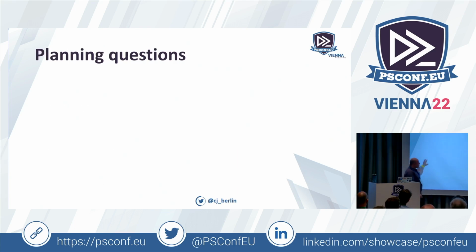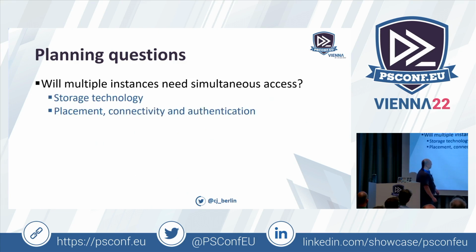So the questions that help with planning are: simultaneous access from multiple instances. Those can be multiple systems separated by a network. Those can be multiple processes on the same machine. But they need not necessarily all be PowerShell scripts or things under your control.